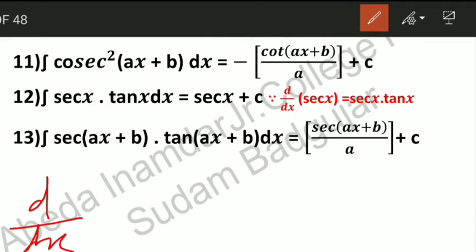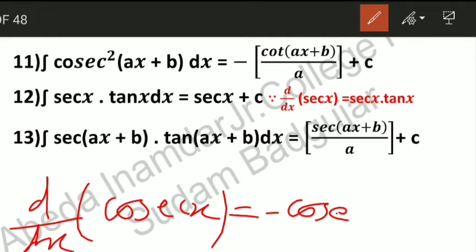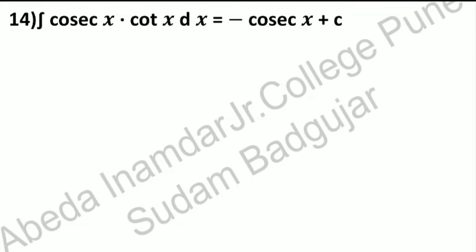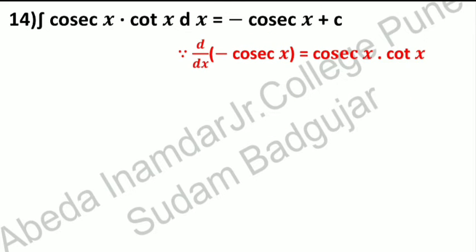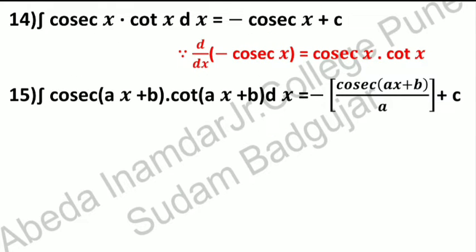Again we have one standard derivative, that of cosec x. What is the derivative of cosec x? That is minus cosec x into cot x. So, the derivative of minus cosec x becomes plus. Hence, the integration of cosec x cot x is equal to minus cosec x plus c. Again, generalize this by taking the angle ax plus b, that is it.